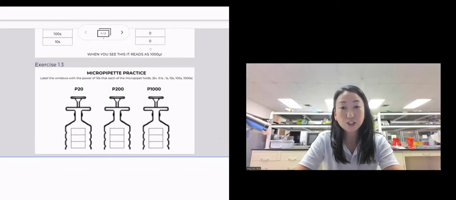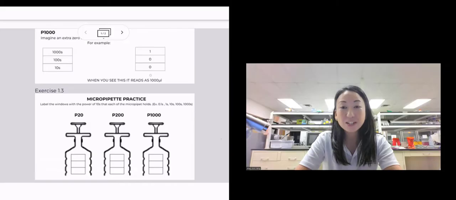Let's now take a look at exercise 1.3. Please add the decimal onto P20 and the 0 onto P1000. Then input the appropriate power of tens in the window. Stop the video here and please finish this exercise before continuing.